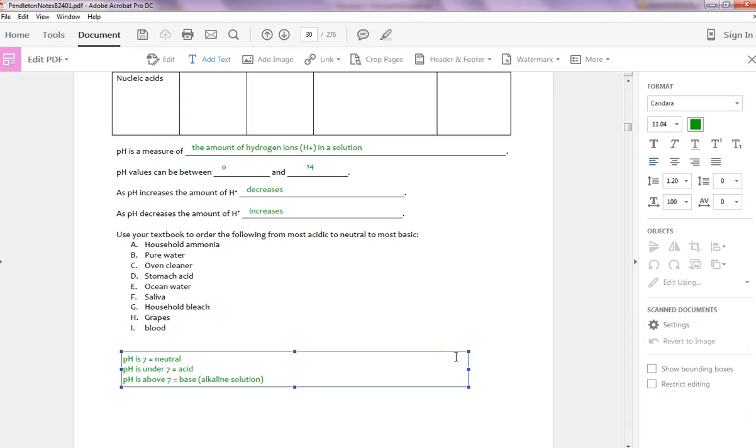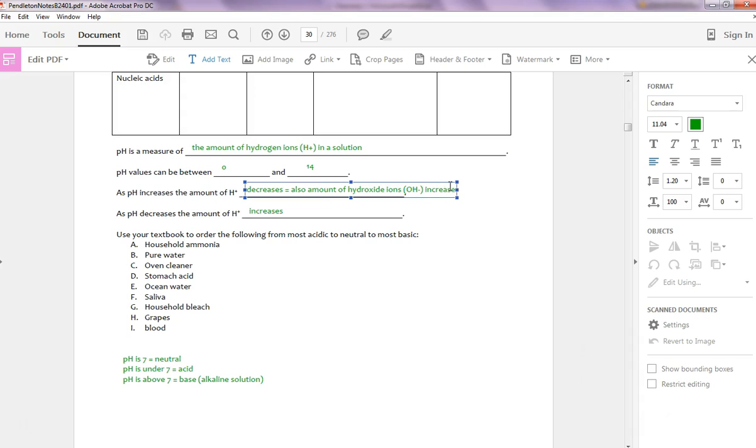Now, we need to add one more piece of information in here, and that's about this thing called hydroxide ions. We said as pH increases, the amount of hydrogen ion decreases. Well, that means also the amount of hydroxide ions, which are abbreviated OH negative, is going to increase. So hydrogen ions and hydroxide ions are also opposite.